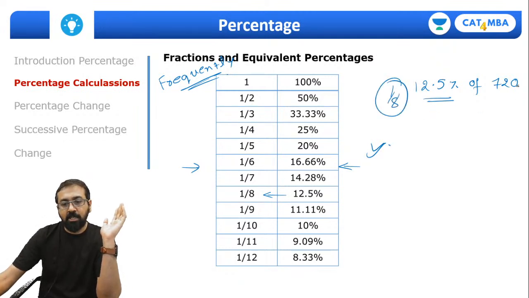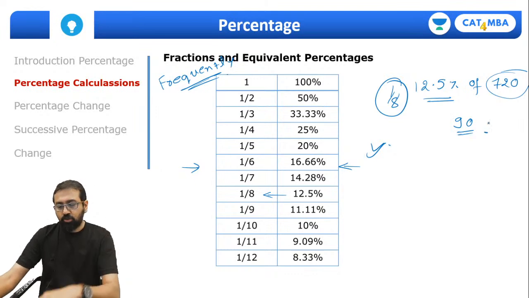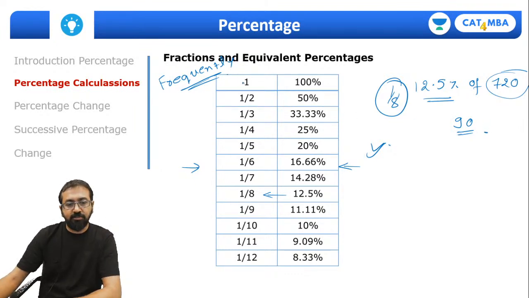So we need to just multiply the 720 by 1 by 8, or you can say divide it by 8. So it's going to be 90. We can quickly do it, right? So this is where we are going to use these fractions and equivalent percentages. So please quickly note down this in your notebook.